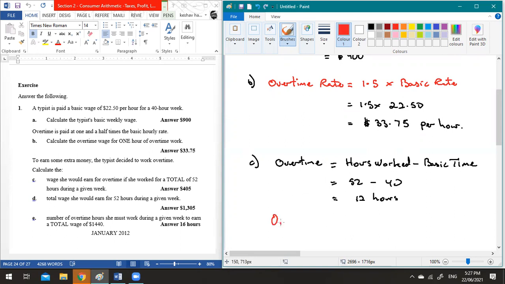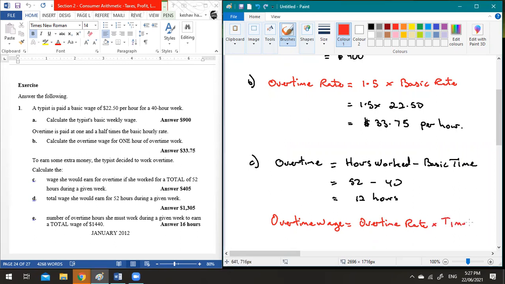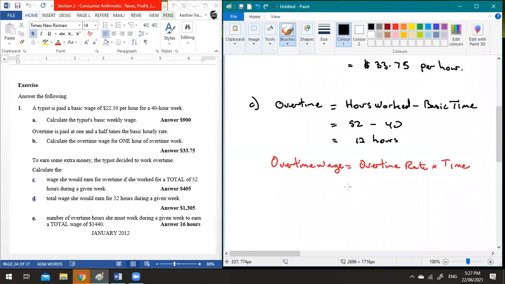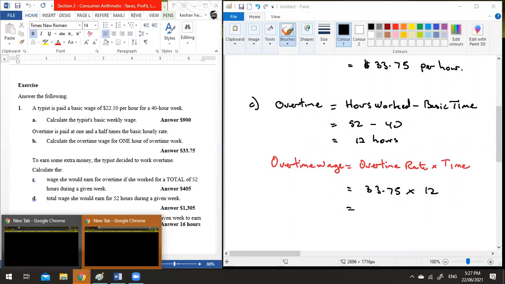So the overtime wage is the overtime rate by the time, right? For the overtime in hours. So $33.75 by 12 hours.